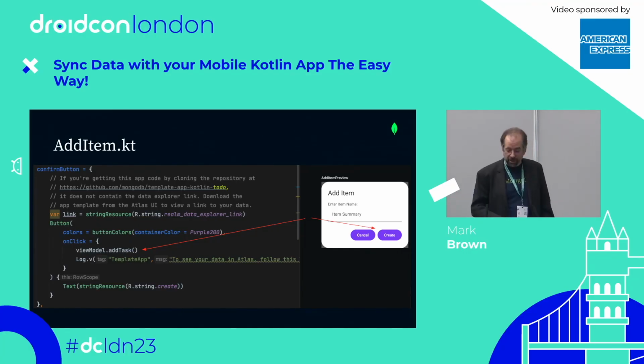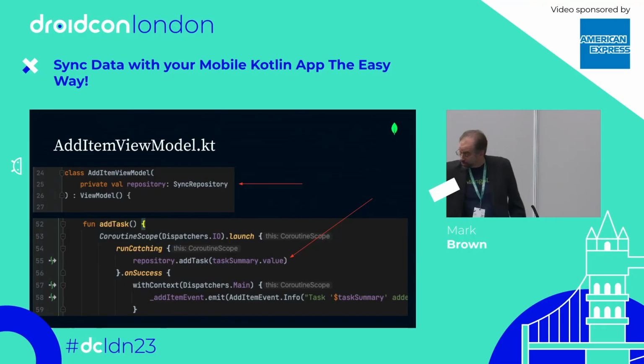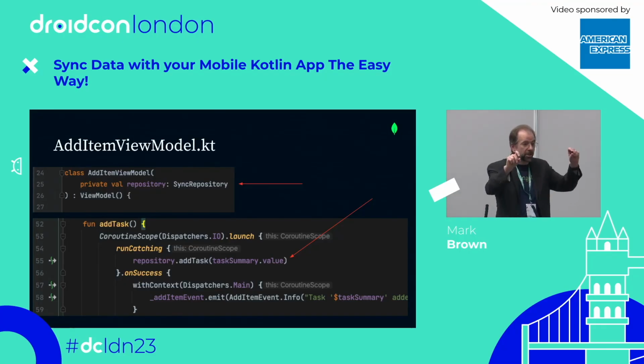Right, so here's the handler for the add item dialog. When the create button gets clicked, the add task function in the add item view model gets called. Right, so there it is. And in the add item view model, we instantiate a repository using the sync repository interface. And then in the add task function down here, we dispatch the add task function in the repository and hand it the string that we entered for the task description. So task summary.value has the string that you type in, to actually name that particular task.